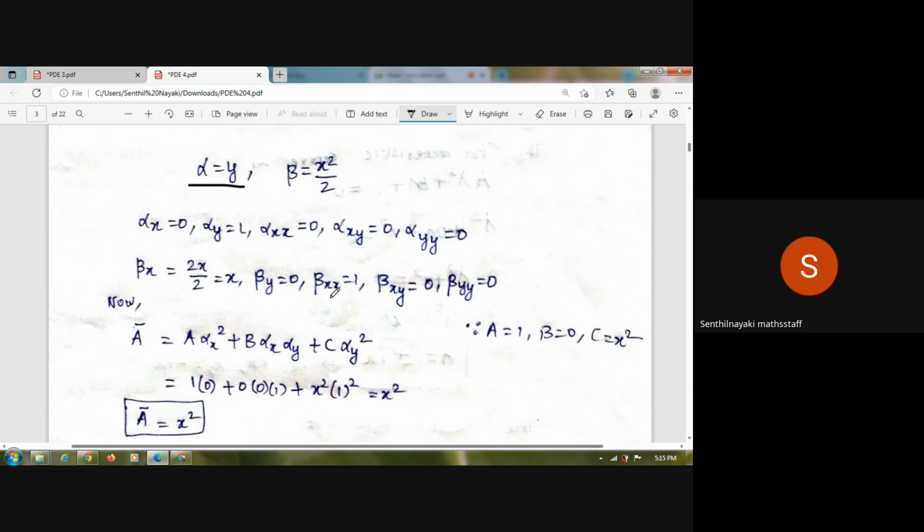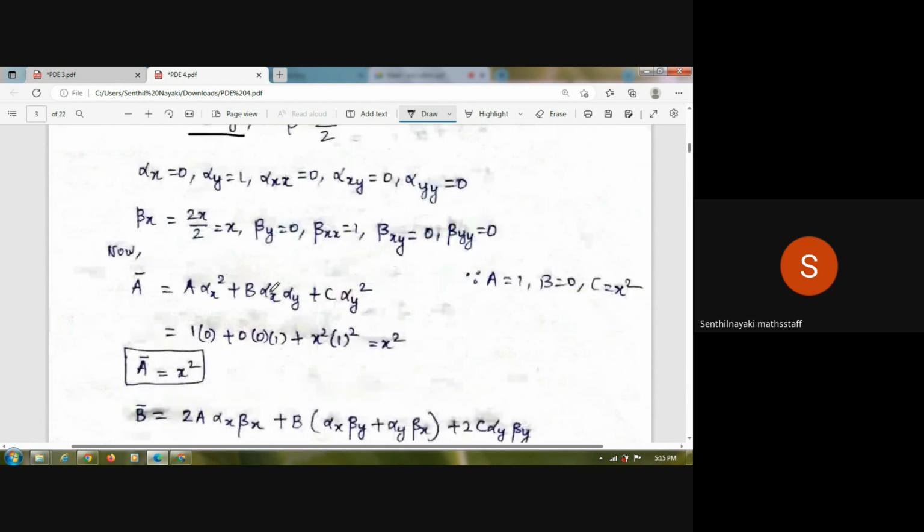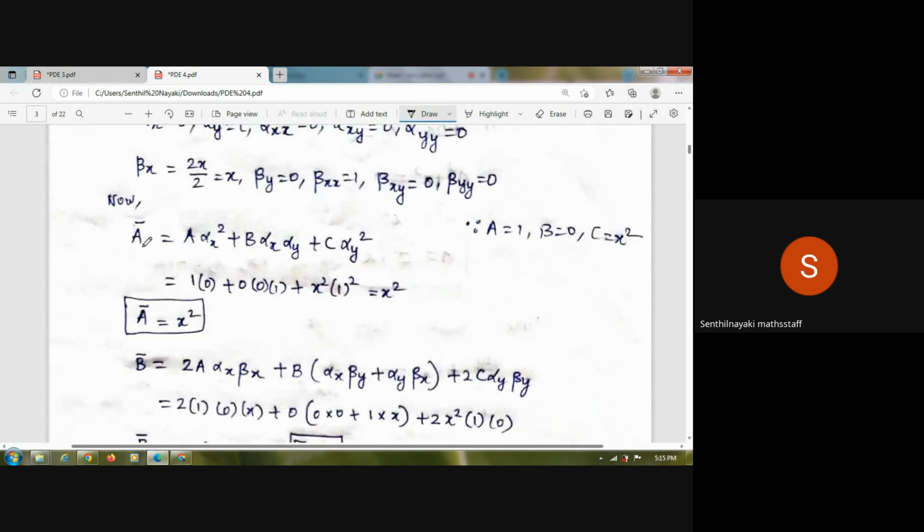So after finding these derivatives, we have to find out the values of a bar, b bar, c bar, all those values, because we have to substitute these values into the canonical form. Let us discuss it later. So first we have to find out a bar.